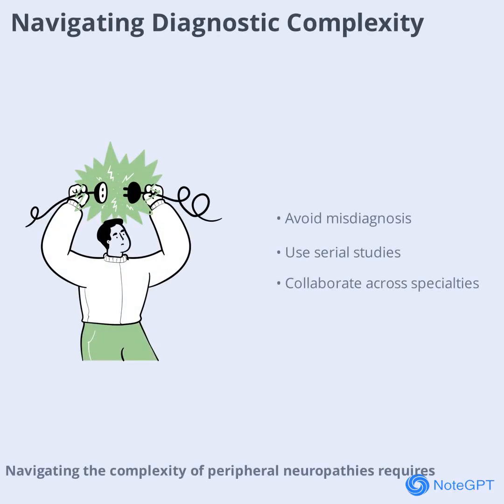Navigating the complexity of peripheral neuropathies requires a nuanced understanding of both electrophysiology and pathology. Be aware of diagnostic pitfalls, such as mislabeling inherited neuropathies as CIDP or missing treatable conditions like hATTR. Serial studies, genetic testing, and interdisciplinary collaboration are your best allies in achieving an accurate diagnosis and optimal management.